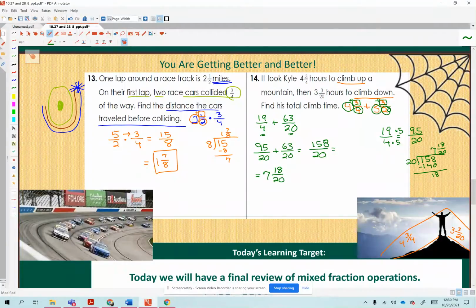18/20. But I can simplify the 18 over 20 further because 18 divided by 2 is 9 and 20 divided by 2 is 10. So I will rewrite this again as 7 and 9/10. And that's how long it took. So I should actually write 7 and 9/10 hours.